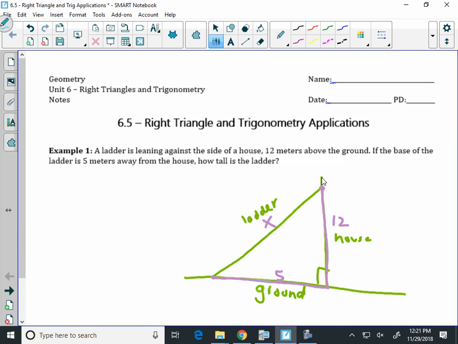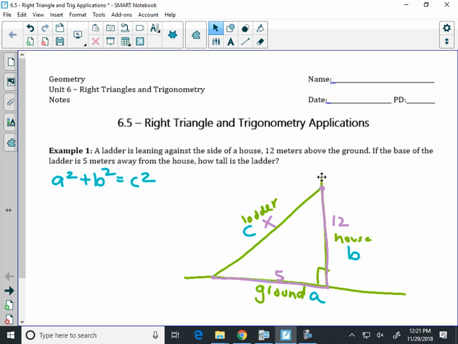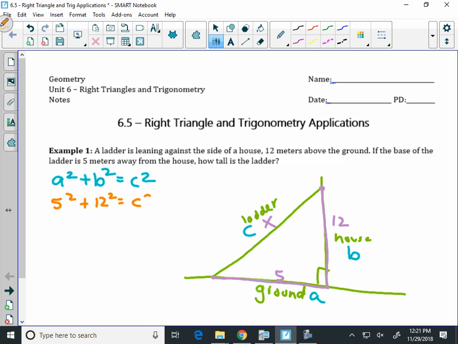Which is what? So label, which side always has to be our C? The hypotenuse, which is across, so go across here. Now make that my A, and that my B. And then fill it in. A is 5, our B is 12, and we don't know our C. Our C is X, that's what we're trying to find. Or you can leave it as C, it doesn't matter.